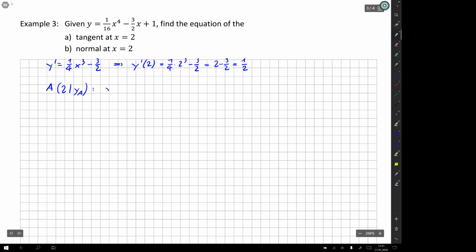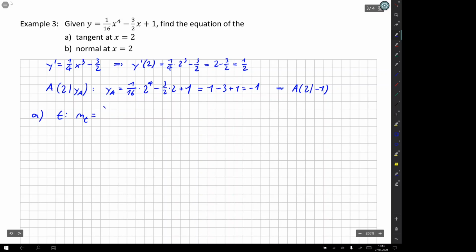To find ya, we just insert the 2 into the original equation of the graph of the function. So we get this here, just inserting the 2, and this simplifies to 1 minus 3 plus 1, so we get minus 1. So the point A, where the tangent touches or the normal cuts the curve, is (2, minus 1). Now let us find the tangent using the gradient point form.